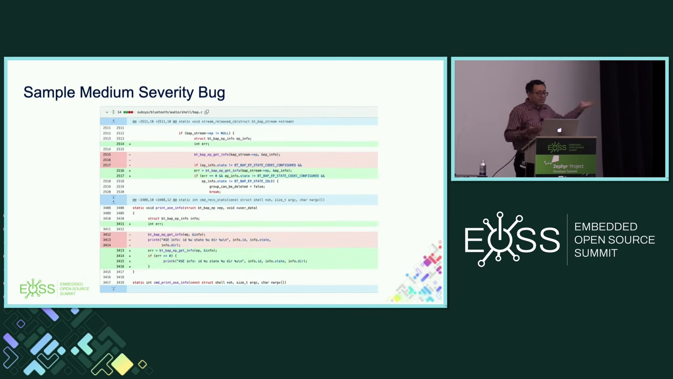Now here's an example of a medium severity bug. This is pretty straightforward, actually. It doesn't need a very clever tool to figure this out. There's a function call in the red line in 2515, which is supposed to return some value and some error code as well, but there's no check on the error code. So the fix is creating a receiver, assigning the error code and doing a check of the error code.